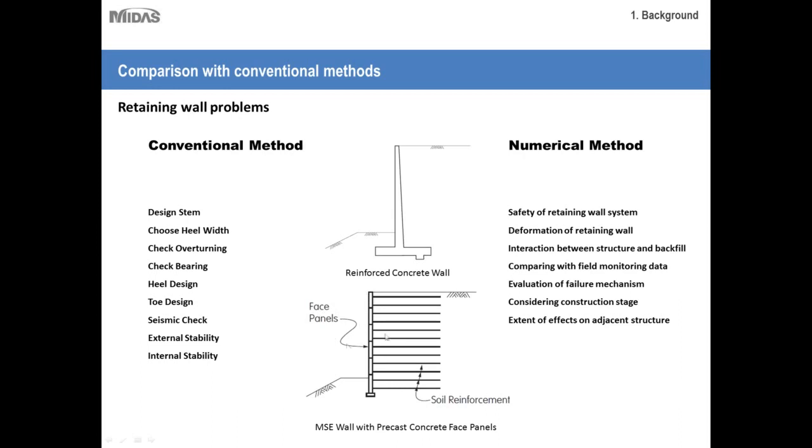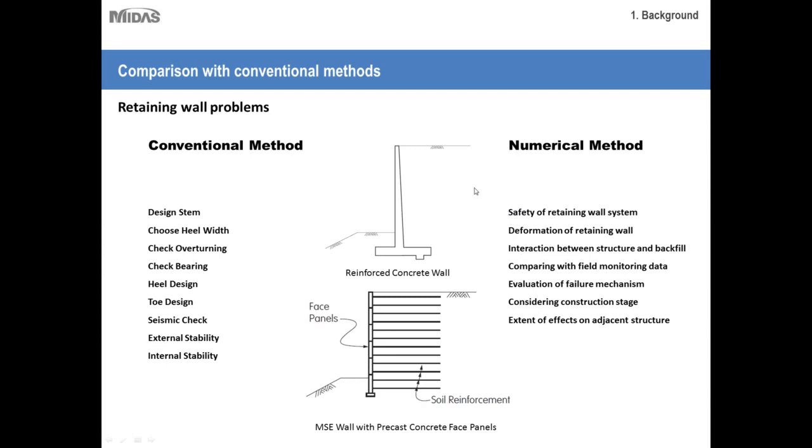simplification of segments, etc. But for the numerical method, if you look at the list of segments of the projects that are analyzed with the numerical method, as you can see, these are a bit more complex. For example, interaction between the structure and the backfill, evaluation of failure mechanisms, construction stages. So these are the more complex, or the higher end portions of retaining wall design.